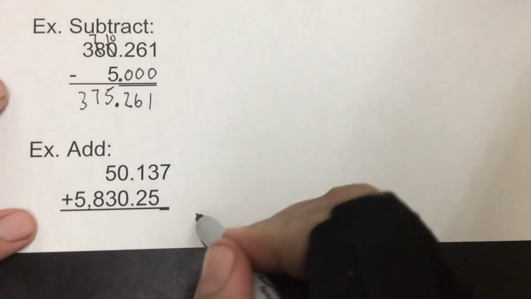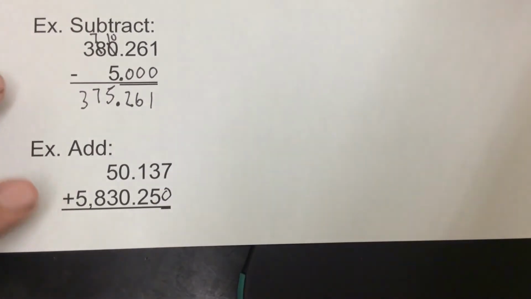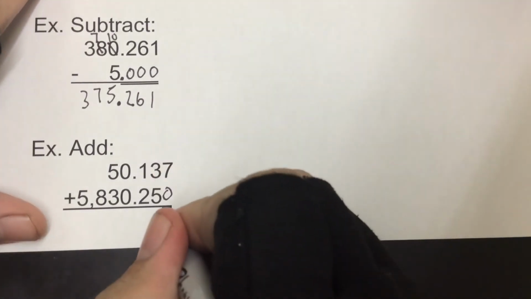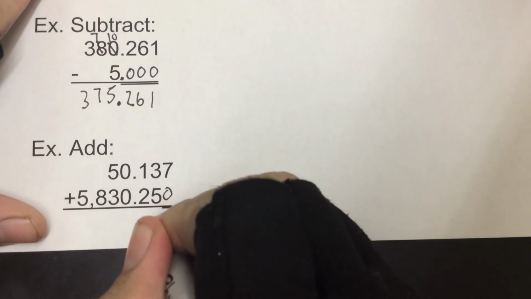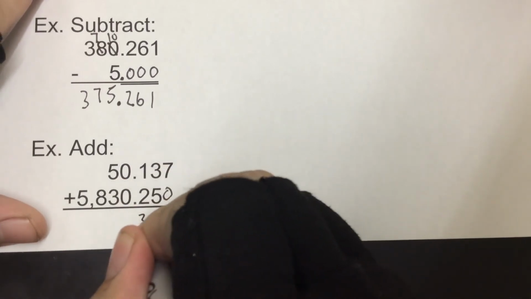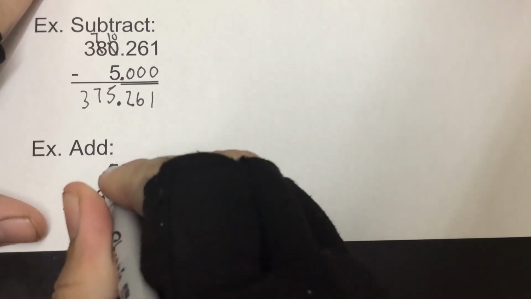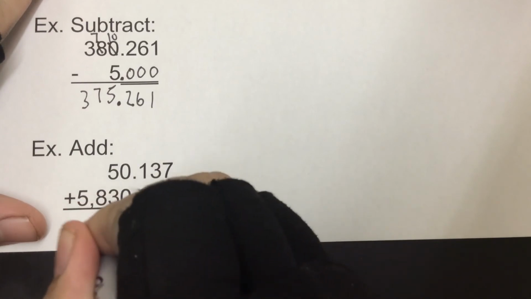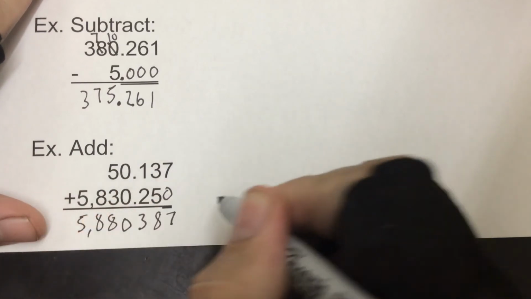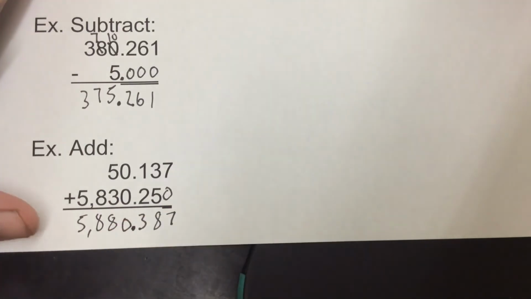So same thing here. We're 1 decimal short, so we're going to fill that one in. And then we're just going to add. So 7 and 0 make 7. 5 and 3 make 8. 1 and 2 would be a 3. 0 and 0 is 0. 5 and 3 is 8. Bring down the 8. Bring down the 5. And then we put our decimal in. So 5,880.387.